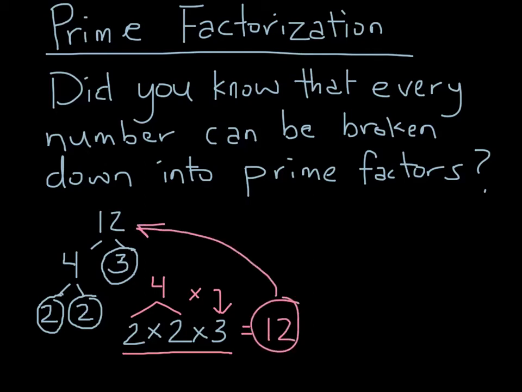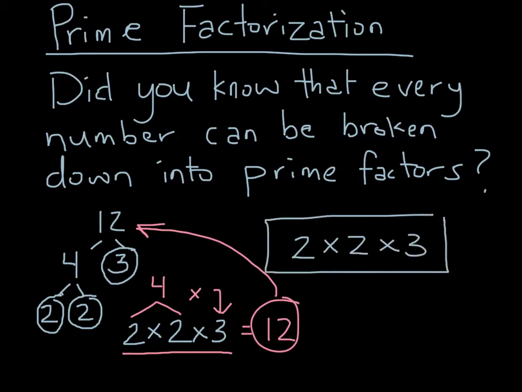So we took 12 and we broke it down into, eventually, all prime factors. And then we write those prime factors down like this. So if I asked you to give me the prime factorization for 12, you would say the prime factorization of 12 is 2 times 2 times 3. These are the prime numbers that 12 can break down into, that if you multiplied them, they would equal 12.